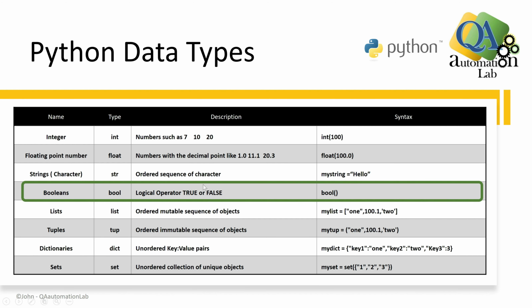The next one is booleans. A boolean is a logical operator. The result can be either true or false. And the syntax for boolean is bool with brackets.